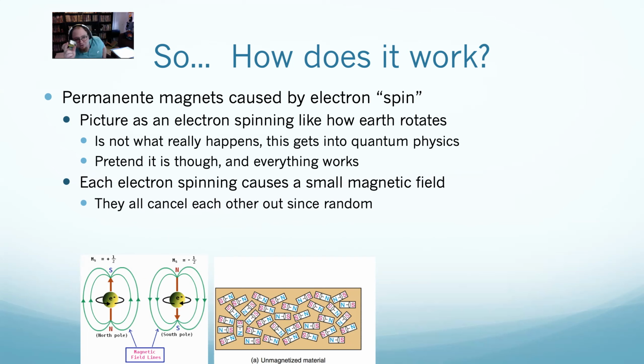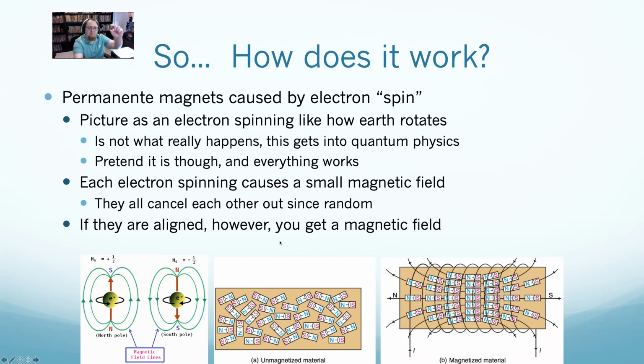What's happened is all the electrons in this tape measure are just pointing every which way. And each of these little electrons will act like a little ball magnet, and each ball magnet is pointing in a random direction. But since they're pointing in random directions, they'll all cancel each other out.